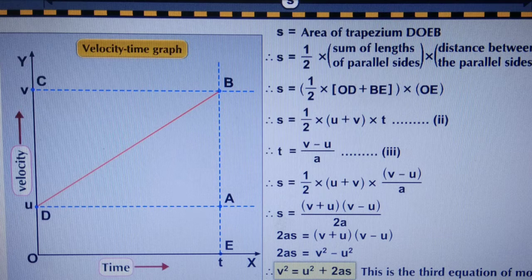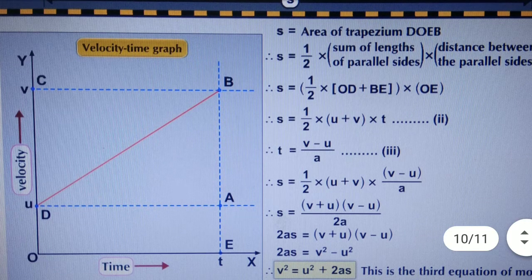We know that the area of trapezium is given by the formula 1/2 into sum of the lengths of parallel sides into distance between the parallel sides. Then put the values. S is equal to 1/2 into OD plus BE into OE. Therefore, S is equal to 1/2 into U plus V into T. Therefore, T is equal to V minus U upon A. After calculation, we can find out T is equal to V minus U upon A.